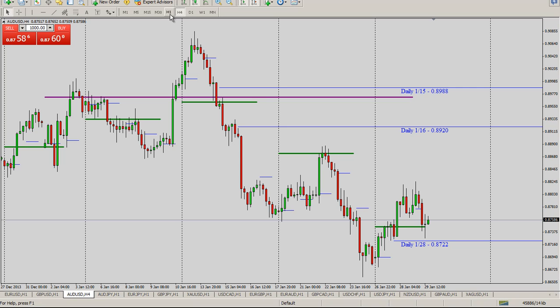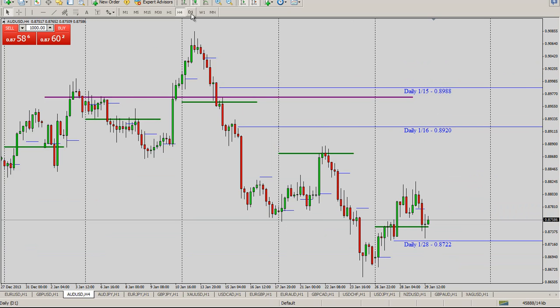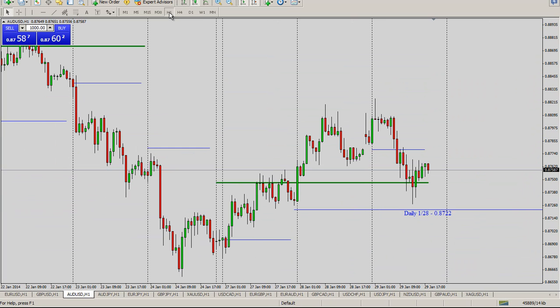Now, I'm on the 4-hour chart. Whatever chart we're on, we can see a series of pivot points. The larger the time frame, the more we can see. But let's look at the 1-hour chart for a moment. The blue lines right here are daily pivot points. Those little guys are daily pivot points.